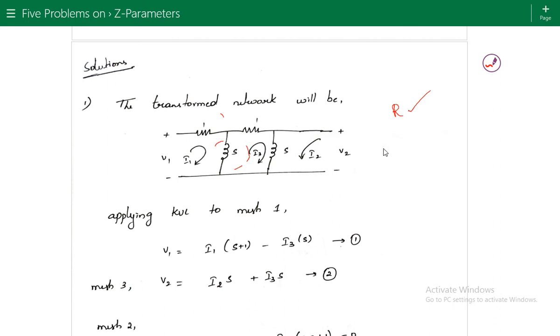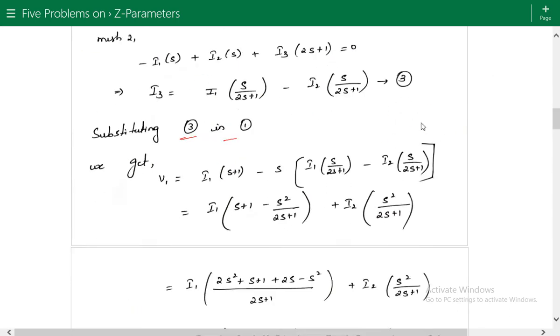Now tell me whether it is a symmetrical network or not. Yes, this is not a symmetrical network. Why? How can you say it is not a symmetrical network? Okay, so cut the network into two halves. Whether the two halves are mirror images of each other. Tell me whether these two halves are mirror images of each other. No, right? So this network is not a symmetrical network.